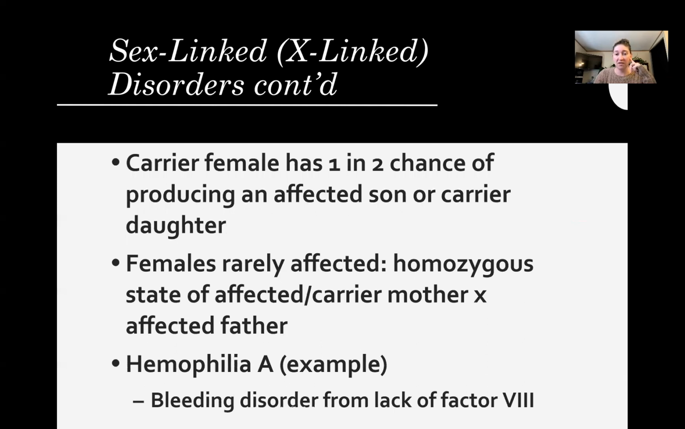So a carrier female has a 1 in 2 chance of producing an affected son or carrier daughter. Females are rarely affected. These are homozygous state of an affected or carrier mother, X-affected father. Hemophilia A is an example of this, and this is a bleeding disorder from the lack of a factor. It's factor 8.